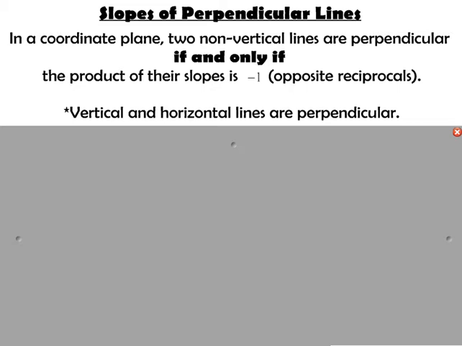Slopes of perpendicular lines. In a coordinate plane, two non-vertical lines are perpendicular if and only if the product of their slopes is -1. So if you were to multiply the two slopes together, you should get an answer of -1. Another way to remember it is that the slopes should be opposite reciprocals.